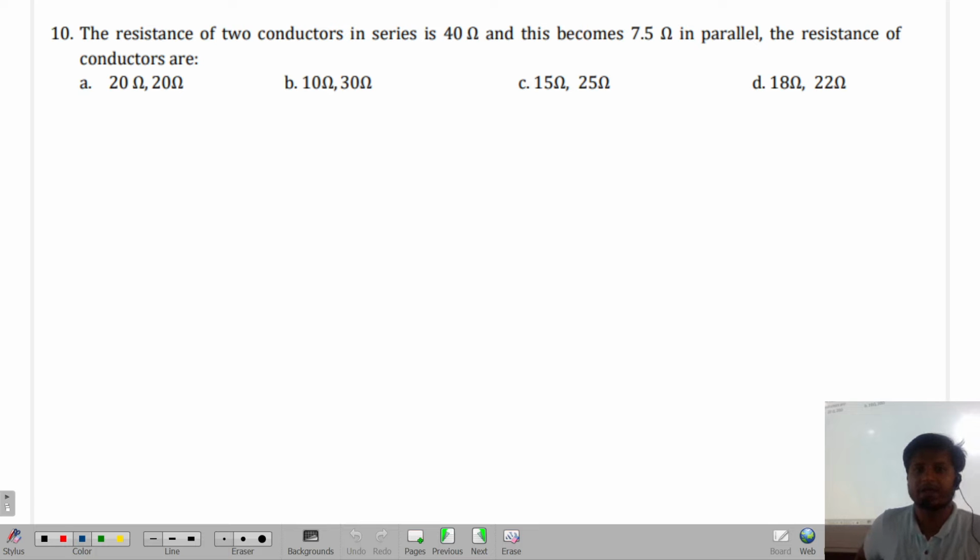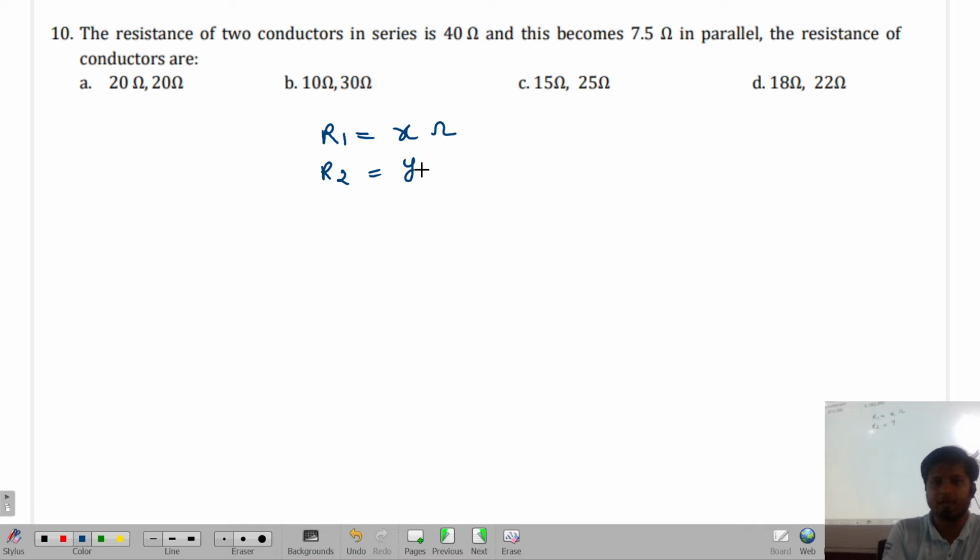The resistance of two conductors in series is 40 ohm and in parallel is 7.5 ohm. Find the resistance of the conductors. So consider one resistance to be equal to X ohm and another resistance to be Y ohm. R1 is equal to X, R2 is equal to Y. X plus Y is how much? It is equal to 40. So this implies Y is 40 minus X. Got it or not?